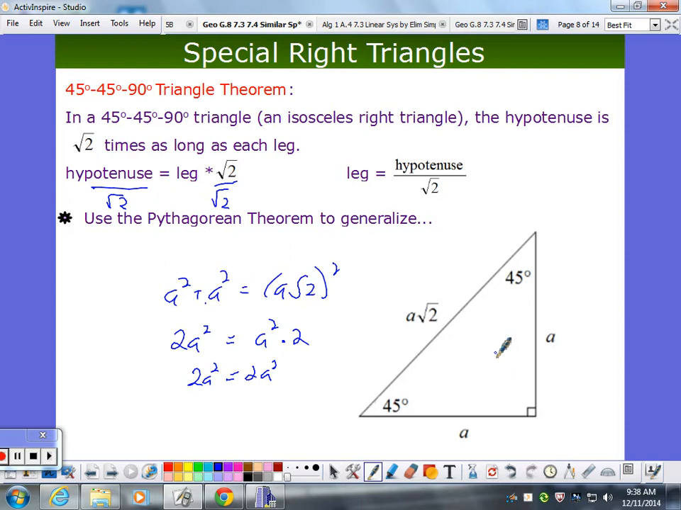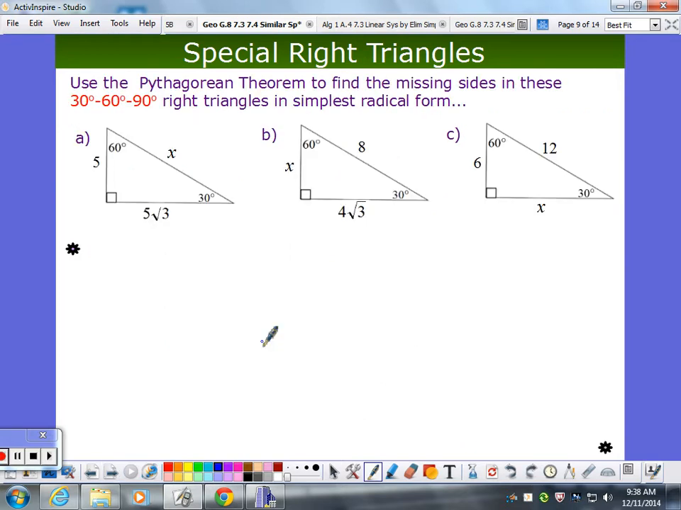Okay? So we just have to remember now, if you have a 45, 45, 90 triangle, any isosceles right triangle, the side times the square root of 2 will give you the hypotenuse. Hypotenuse divided by square root 2 gives you the side. So that's our first special triangle.